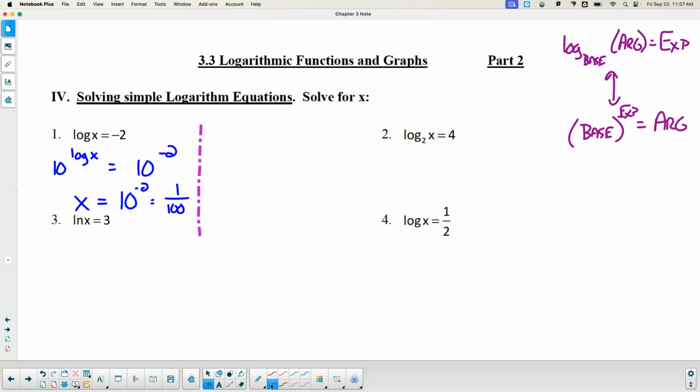So here again, my log is log base 10. So 10 is my base. Negative 2 is my exponent. x is my argument. It goes right to it, and so then we just get the fact that x is 1 over 100. Okay. A couple of different ways to solve them.